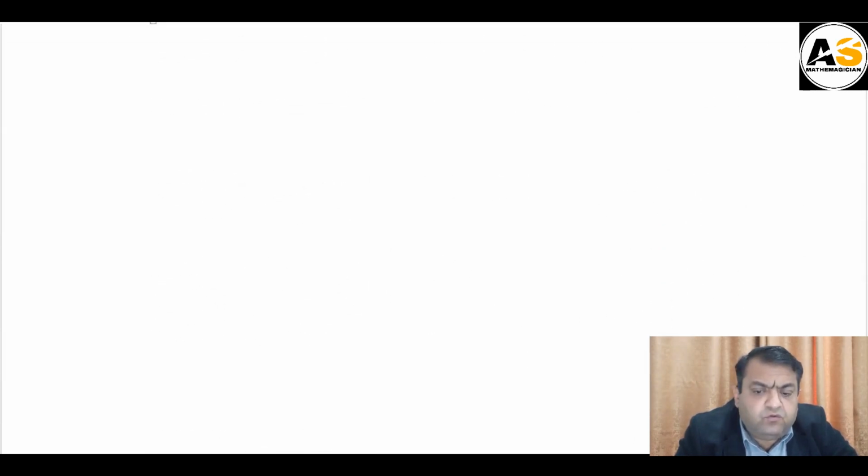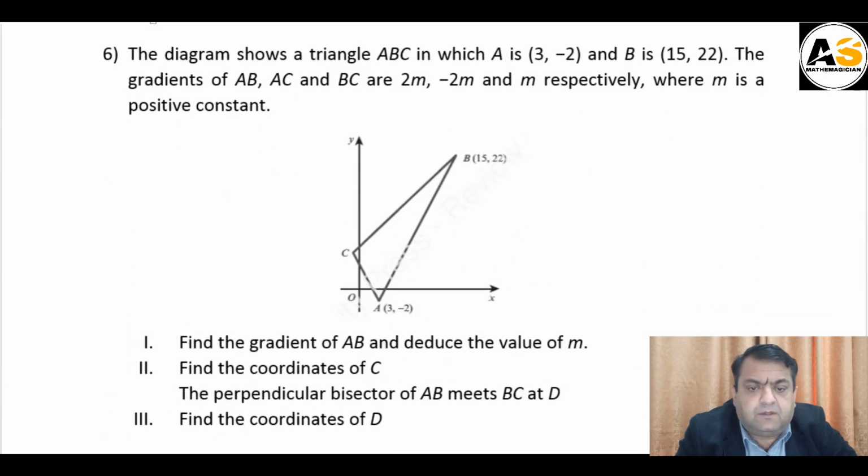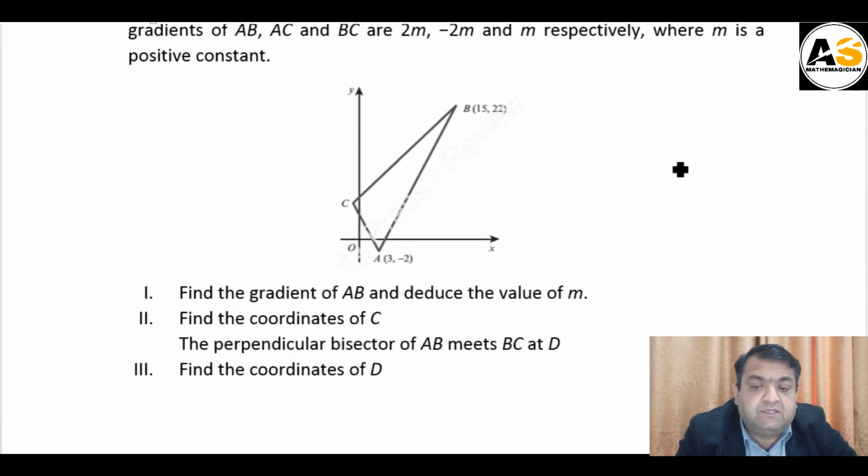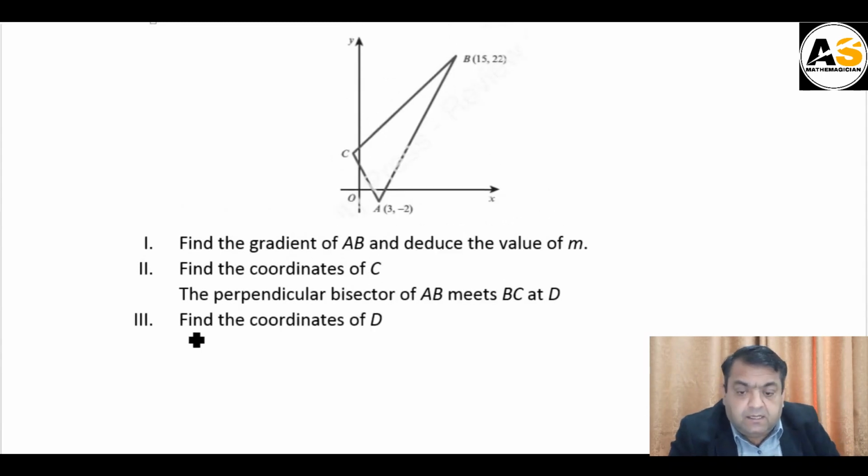Dear student, now we move to our question number 6. I think it is the second last question for today's lesson. The diagram shows a triangle ABC in which A and B are given, C is not given. C we have to find. Gradients of AB, AC and BC are 2m, minus 2m and m, where m is a positive constant. Find the gradient of AB. Simple. Gradient of AB. What are the coordinates of A?